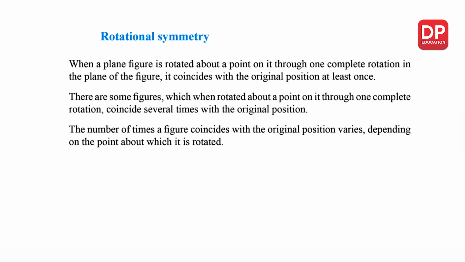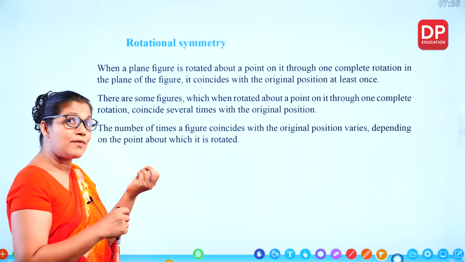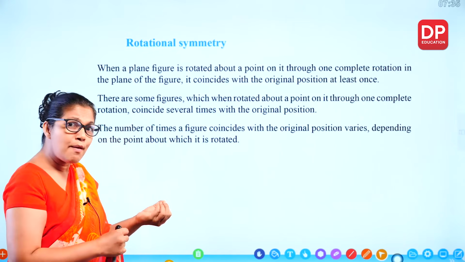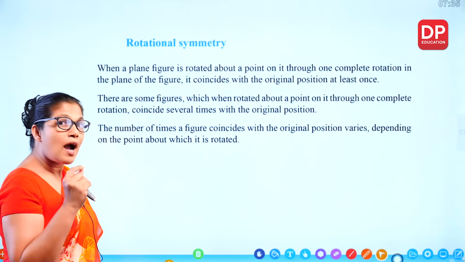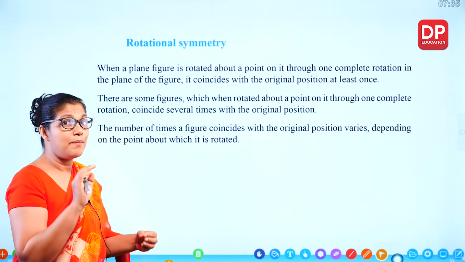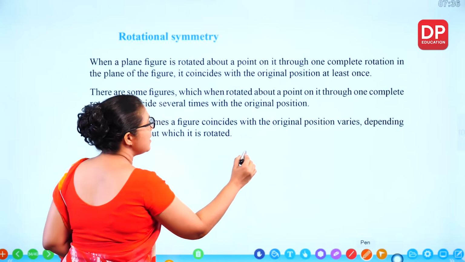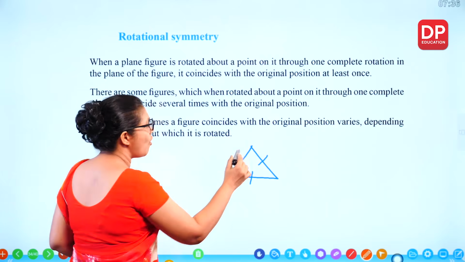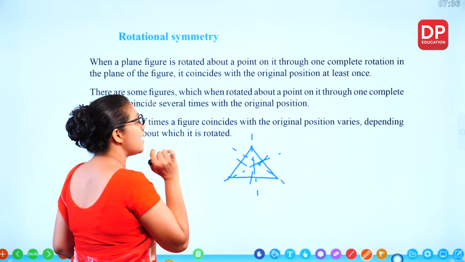Here we'll revise what is rotational symmetry. When you rotate from a point, we say center of rotation. If we get the same figure again, we call that rotational symmetry. How many times you are getting the same figure, that means the order of rotational symmetry. So here we did equilateral triangle. What's the order of rotational symmetry? Order is 3, and we got 3 symmetrical lines.